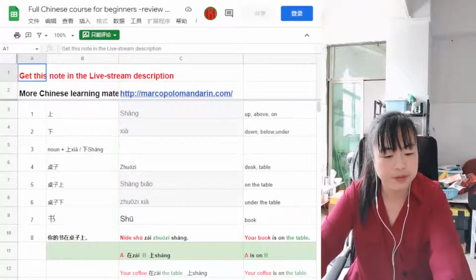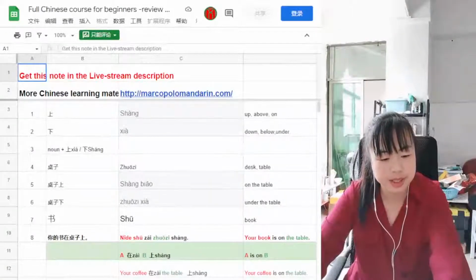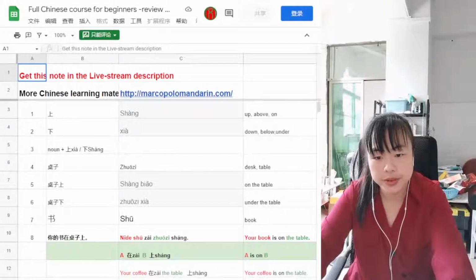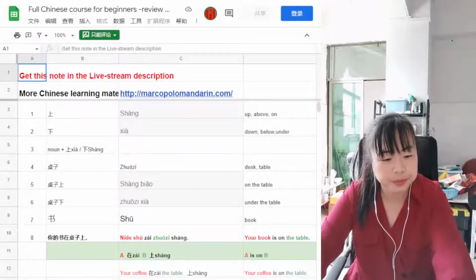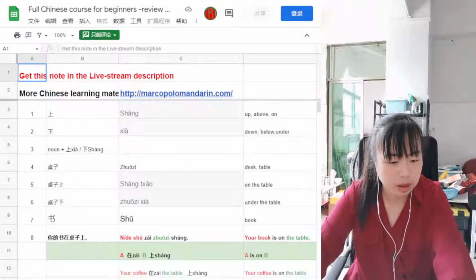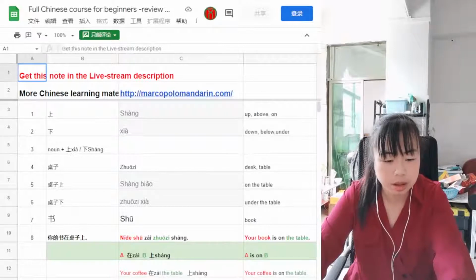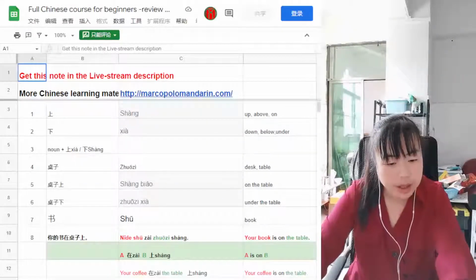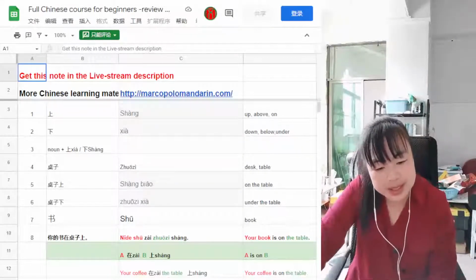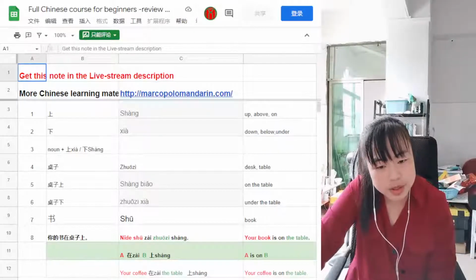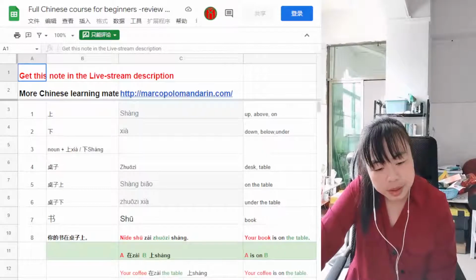Okay, wait for a few seconds. I will give you the note. Okay, so you can see I also mark this sentence with different colors.